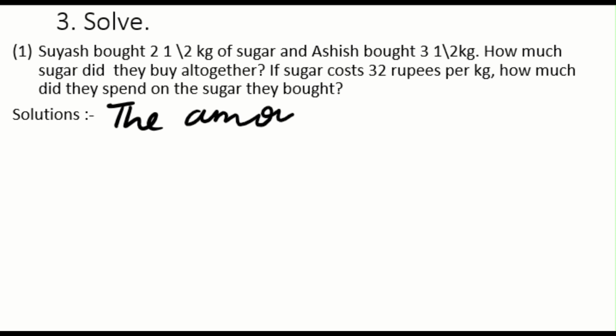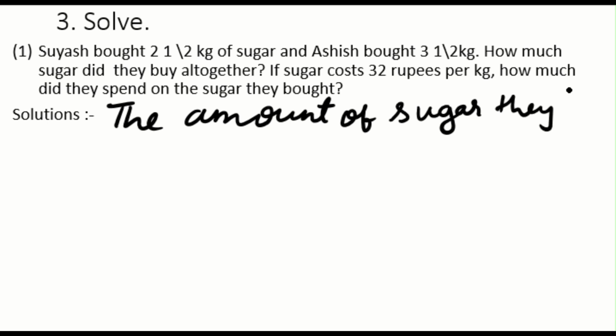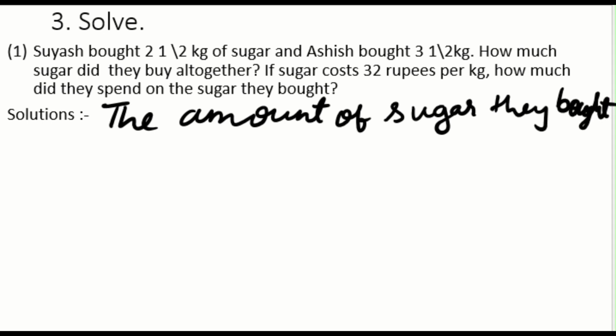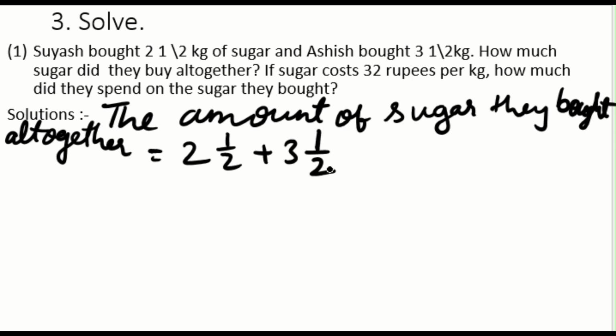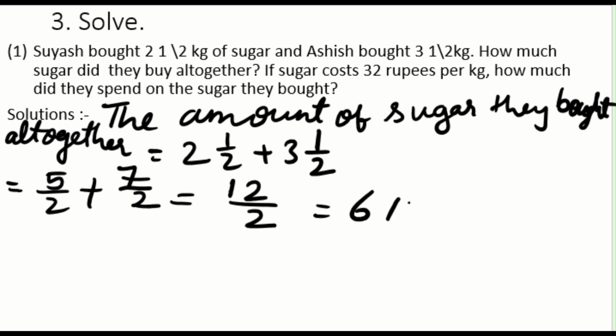So the amount of sugar they bought altogether is 2 1/2 plus 3 1/2. We are asked for the total, how much total was spent. First we have to add these two numbers. When we add, we can directly add: 2 2s are 4 plus 1, 5, means 5/2 plus 3 2s are 6 plus 1, 7, 7/2. Now this is like fraction, so we can directly add it. 7 plus 5 is 12/2, that is 6 kg totally. See, when we divide it, 2 1s are 2, 2 6s are 12, so therefore we got the 6 kg.